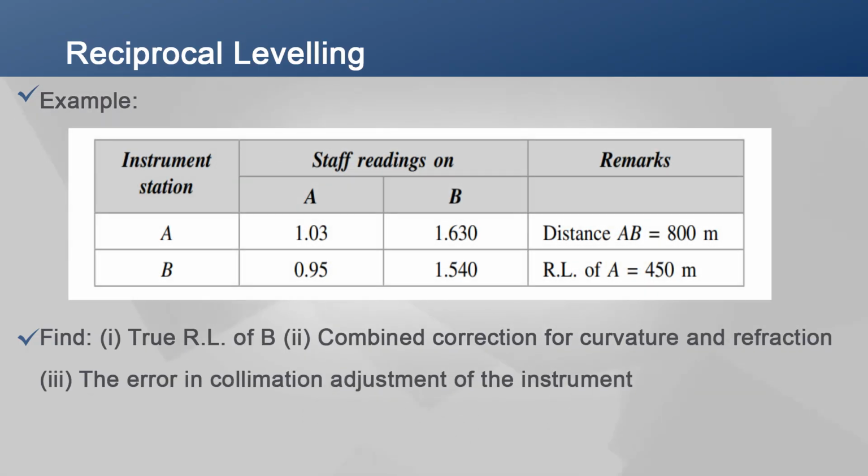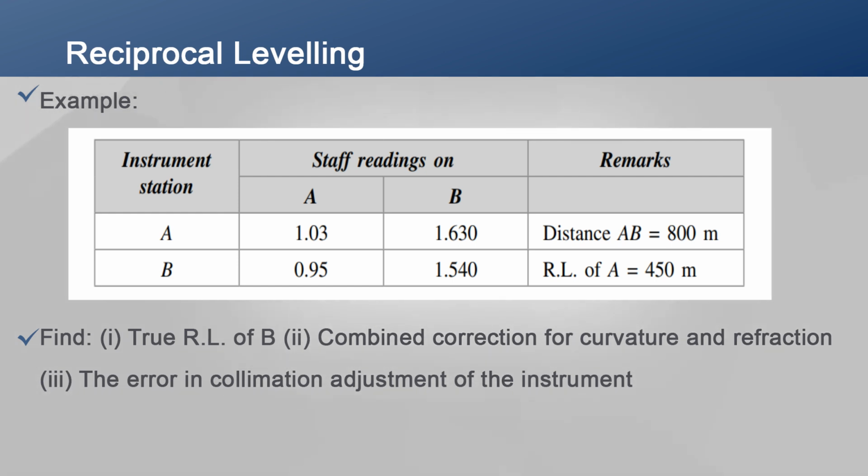Although this will give a better result, each level may have a different collimation error. The instrument should therefore be interchanged and the entire procedure repeated. The mean of the four values will be the most probable difference in level between the 2 points. Now, let us take some examples to clarify it more.